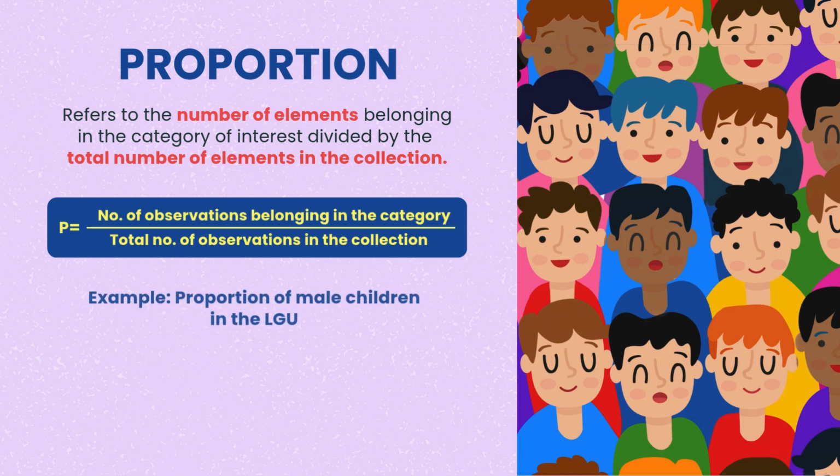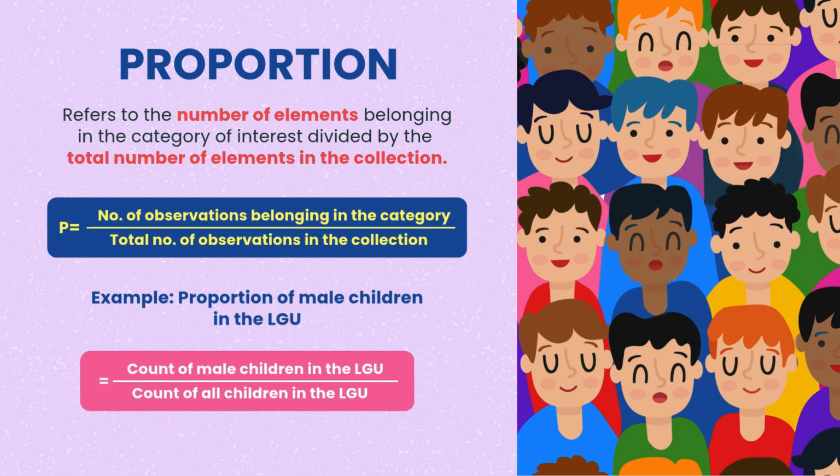Let's say we are interested in the proportion of male children in the LGU. To get the proportion of male children in the LGU, our characteristic of interest is male children, and we count the number of observations that are male, and divide it by the total number of children, regardless of sex.